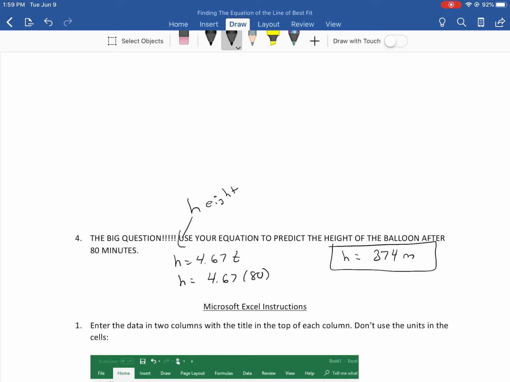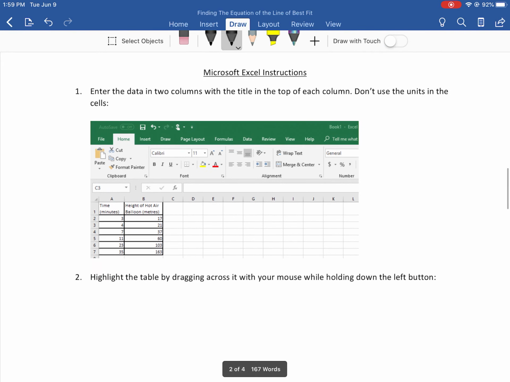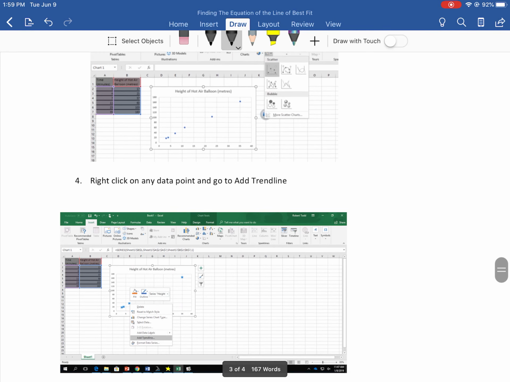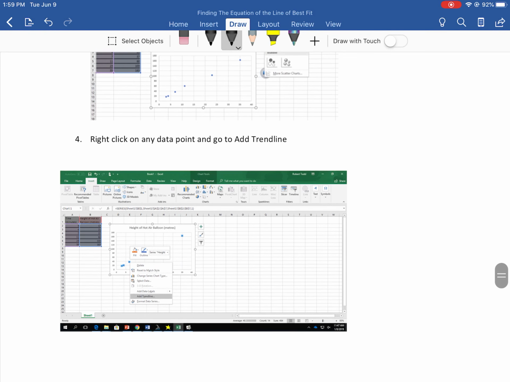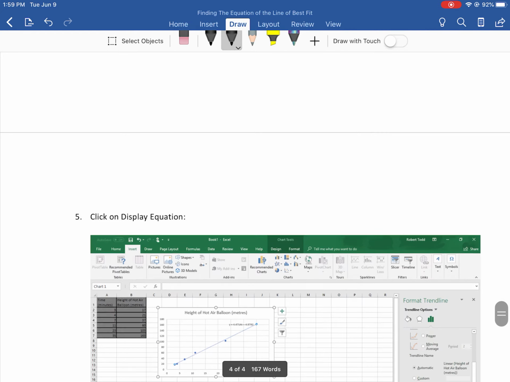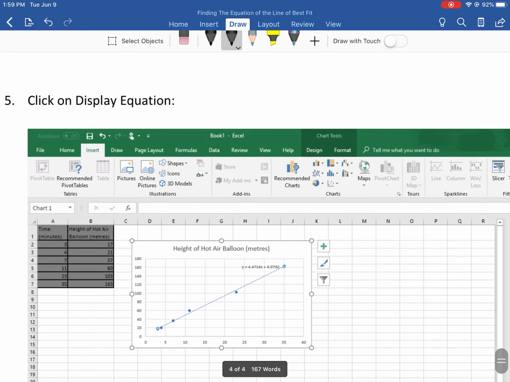Once I have the equation, you don't really care anymore about what times or heights they give you, because you don't have to go back to your table of values. You don't have to go back to your graph. Okay, now the Microsoft Excel instructions are there. Exactly what I did all the way up to adding trend line. Now, iPads doesn't have the feature to add a trend line, but if you're doing it on a computer, you'll be able to add trend line, and it'll make the line of best fit even better. It'll come up with the equation of the line of best fit.